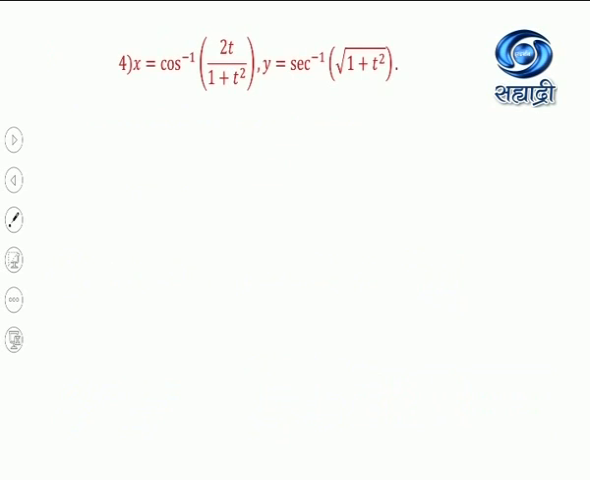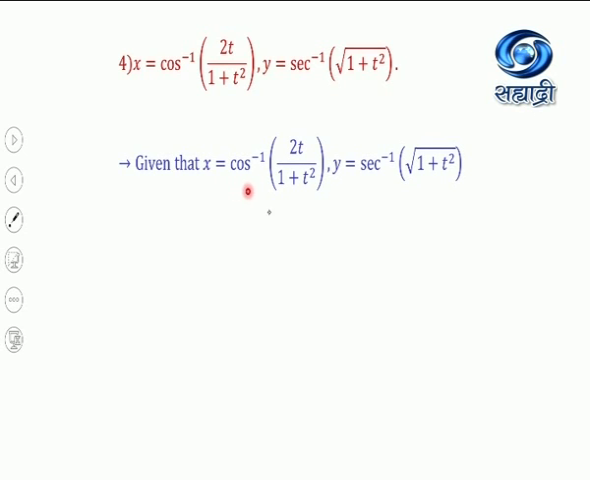Now to continue, our next example, number 4: cos inverse of 2t upon 1 plus t square, that is x, and sec inverse root of 1 plus t square, that is y. Now this is given. So we write first x equal to this and y equal to this. That is the given thing. Now here we substitute t equal to tan theta.